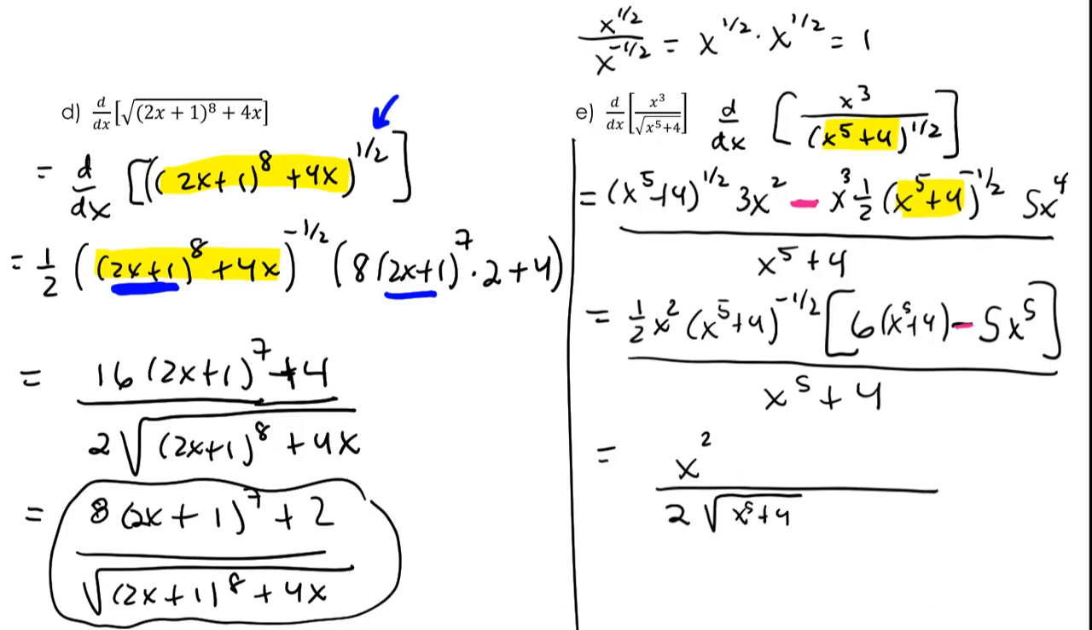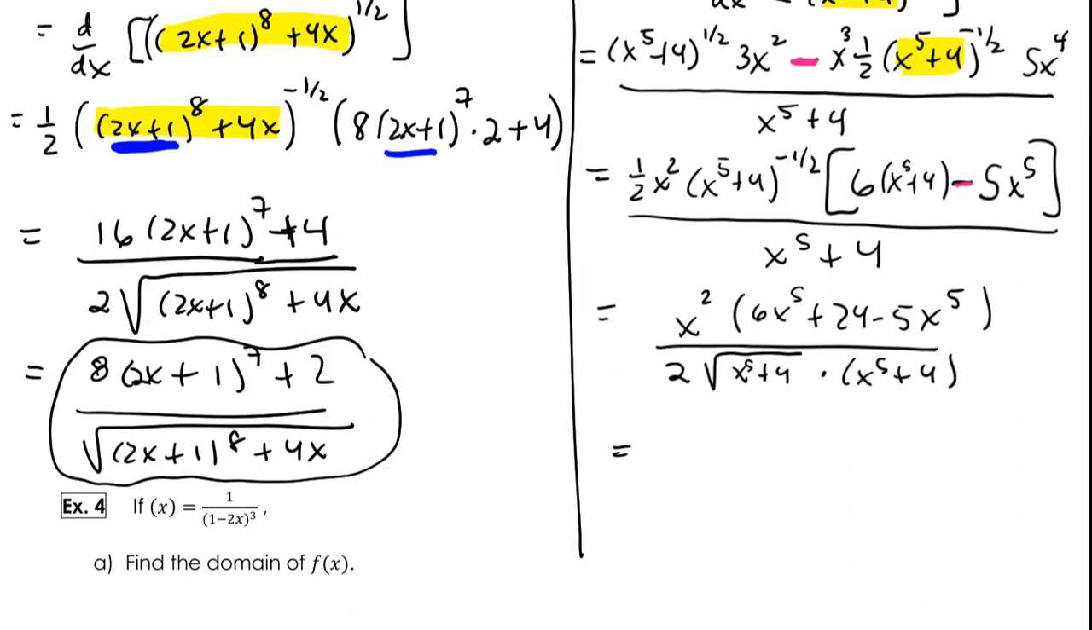Now the stuff inside, let's go ahead and distribute. I'm going to have 6 go there, and then a minus that at the end. So I am going to have a 6x to the 5th plus 24 minus 5x to the 5th. On the bottom, I also have an x to the 5th plus 4. Let's take a sec, make sure this looks beautiful, and it does. Last step, I have an x squared. If you combine like terms in here, this gives me 1x to the 5th. So I have an x to the 5th plus 24, all over 2.